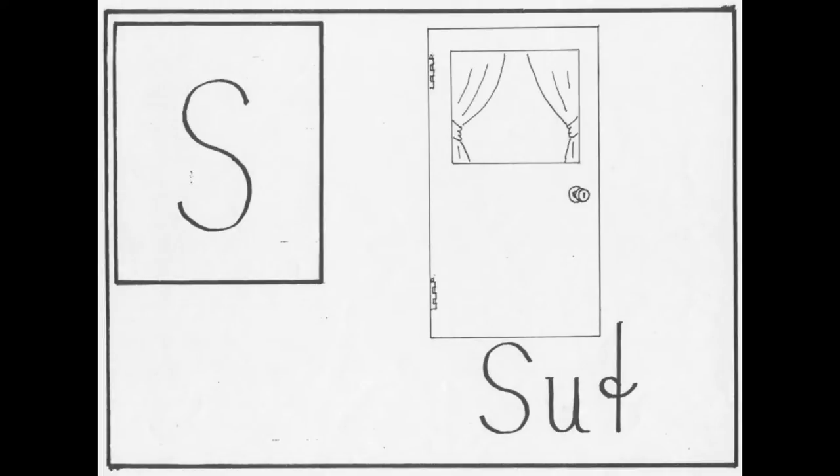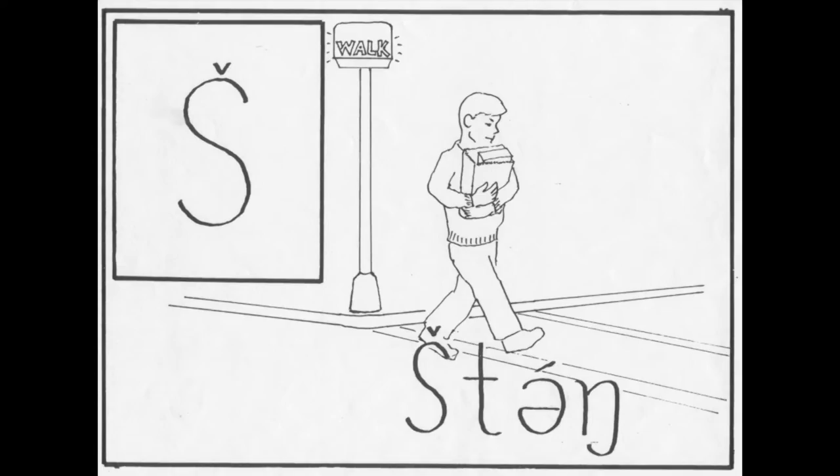The letter S is the same as the sound at the beginning and end of the English word sis. It's in the Klallam word for door. Sul.